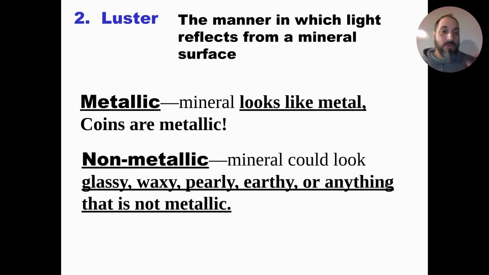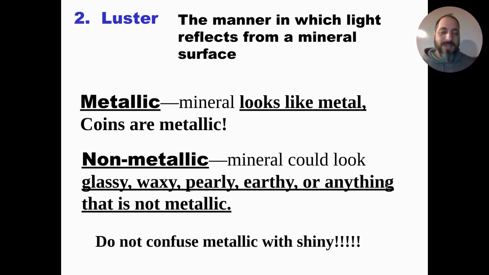I usually say if you can see through it, it has to be non-metallic. That's one of the dead giveaways for non-metallic. If you can see through it at all, if it's at all translucent or transparent, it's non-metallic. Then if it looks like a coin, it's metallic, right? If it looks like iron, it's metallic. Even if it's really dark and it still has that kind of metally shine to it, that means it's going to be metallic.